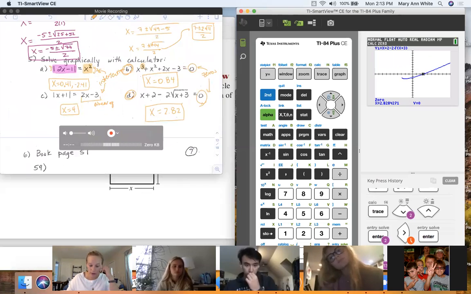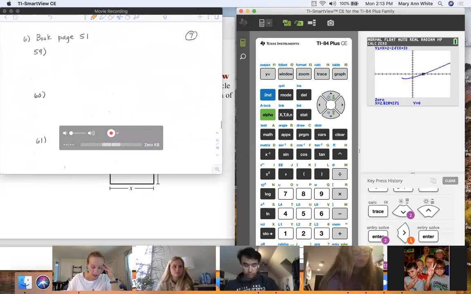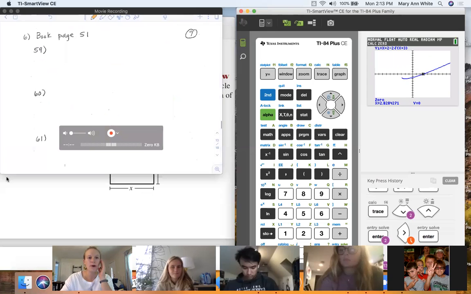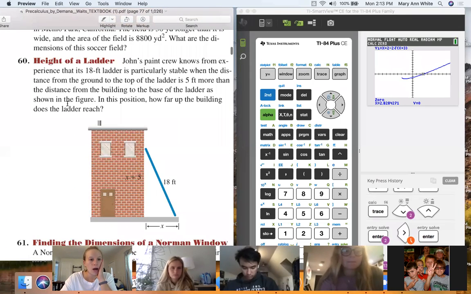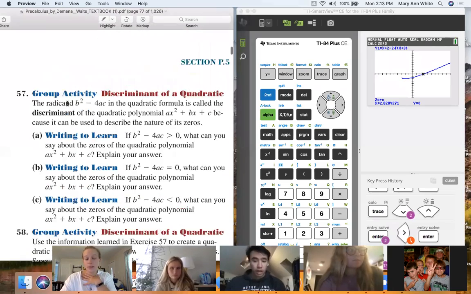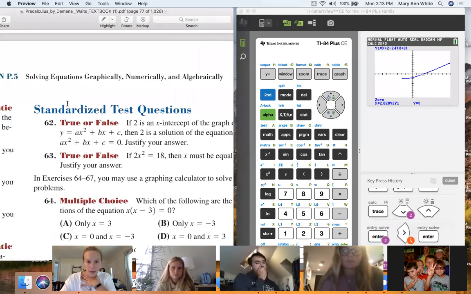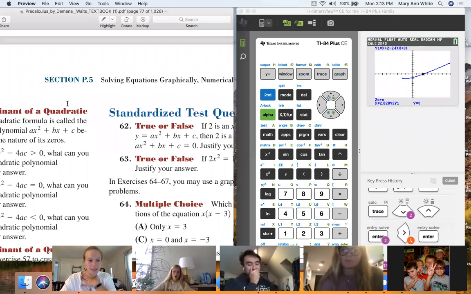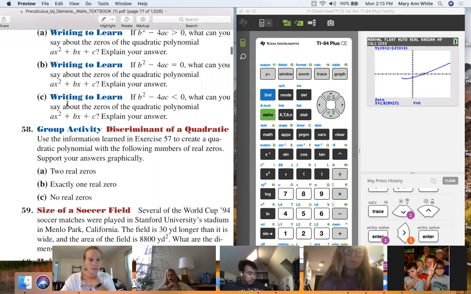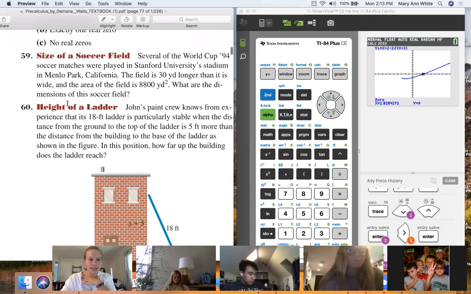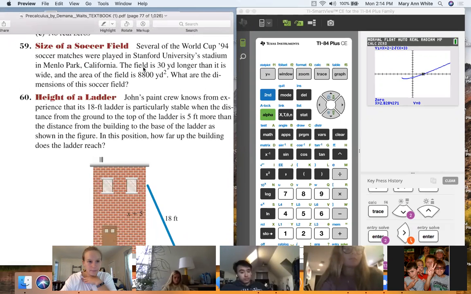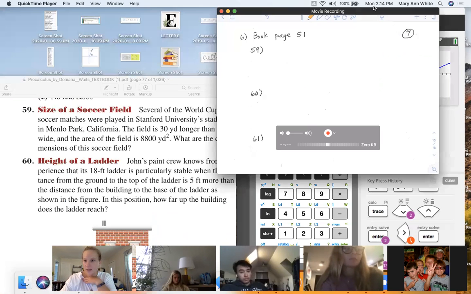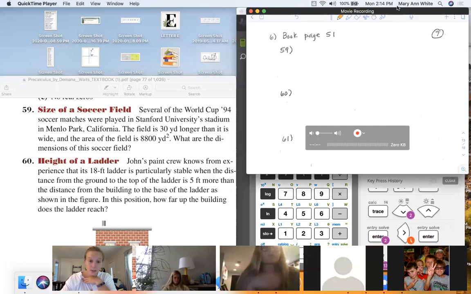Okay, we're going to move on to some book problems. So we're looking at our book in section P5. My book pages are not the same as this is written here, so I'm actually on page 47. I just went to the P5 problems, and we're looking at 59 and 60 and 61. So you guys can see the book problems. You guys can see the calculator. Let me get the iPad screen back up so you can look at the screen too. There's a lot of screens going on.